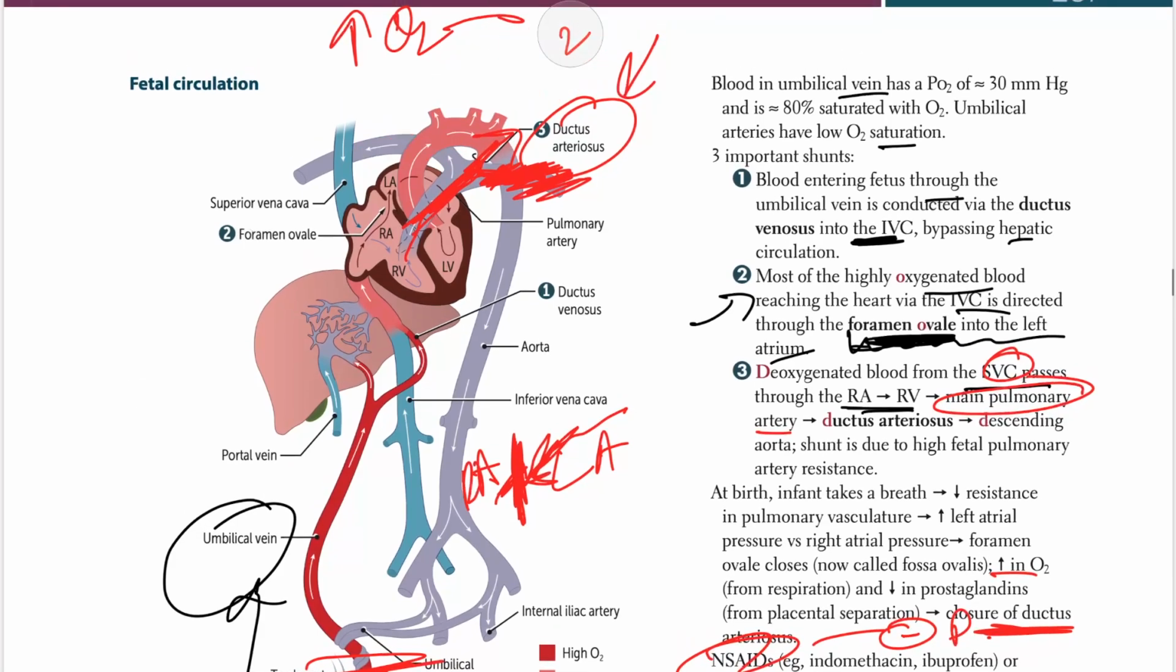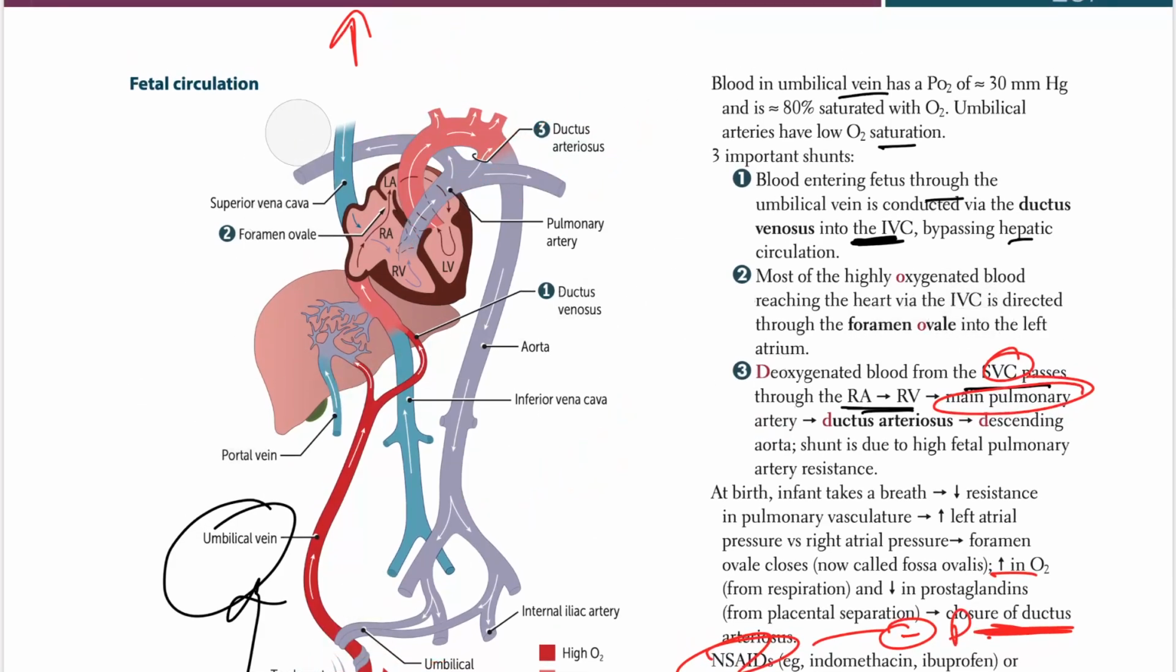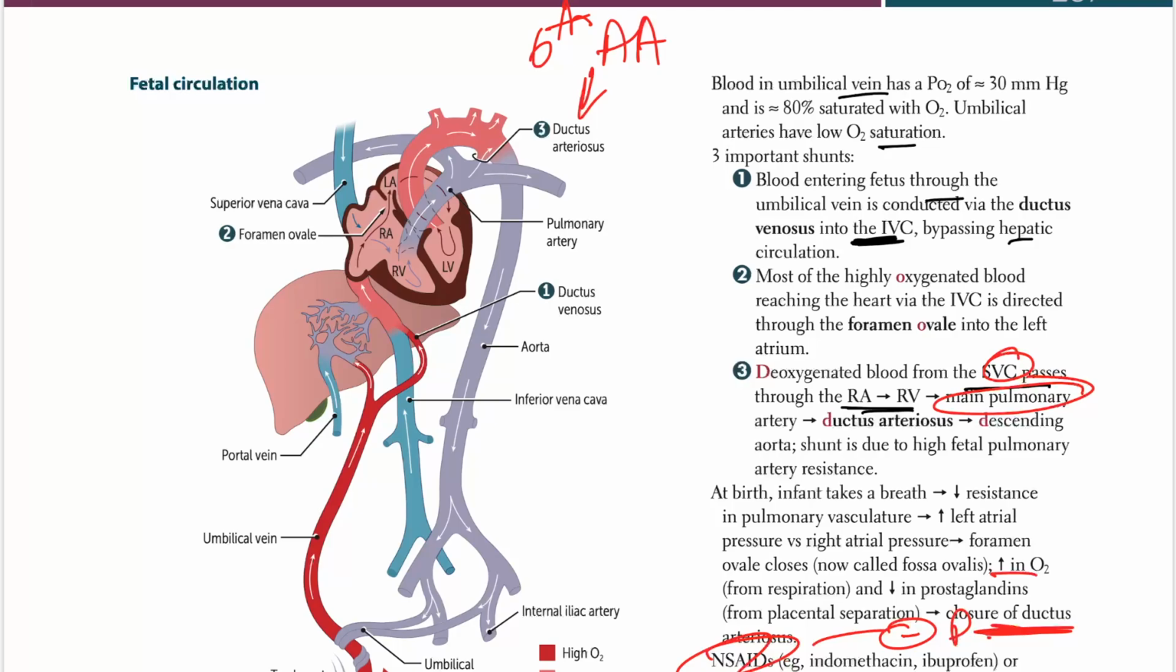Now let's recall some high yield points and move on to the next one. What are the high yield points? The ductus arteriosus comes off from the sixth aortic arch. It is derived from the sixth aortic arch. There are three shunts: ductus venosus, foramen ovale, ductus arteriosus.